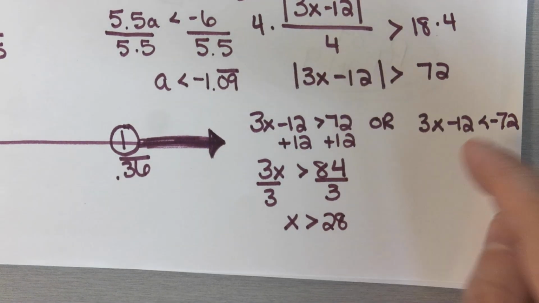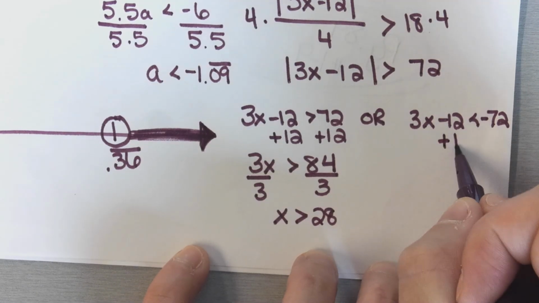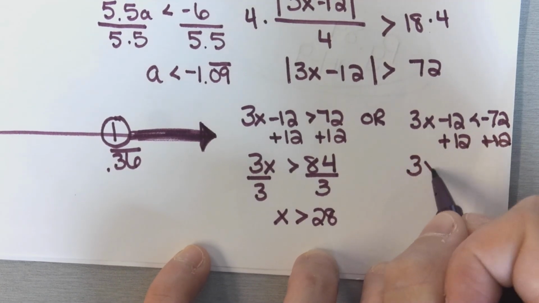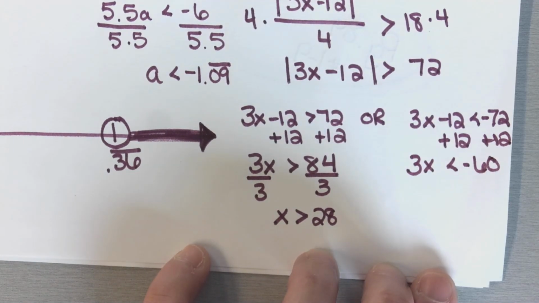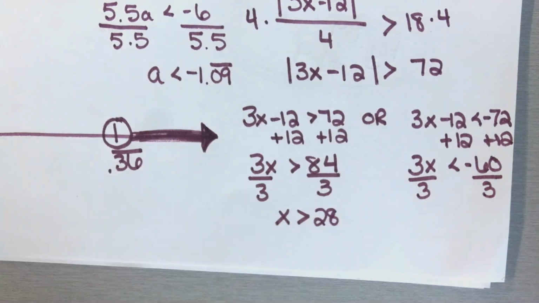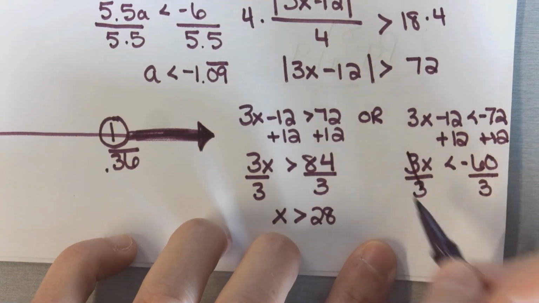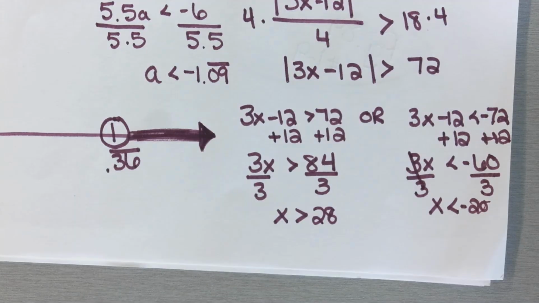Okay, let's solve the other side. What should I do first? Add the 12. Okay, 3x is less than negative 60. Now what? Divide by 3. Notice I'm not dividing or multiplying by any negative numbers, so I don't have any inequalities flipping here. These cancel. X is less than negative 20.